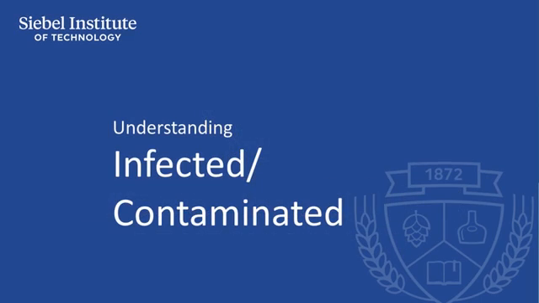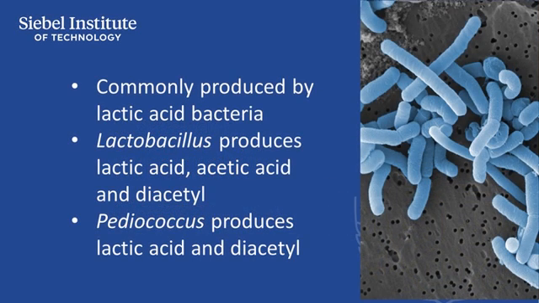The most common contaminants that may be detected during the brewing process are lactic acid bacteria, which grow best under anaerobic conditions. Lactobacillus produces lactic acid, acetic acid, and diacetyl. Lactobacillus are rod-shaped bacteria that are heterofermentative. Pediococcus produces lactic acid and diacetyl. Pediococcus are cocci, or round-shaped, bacteria that are homofermentative.